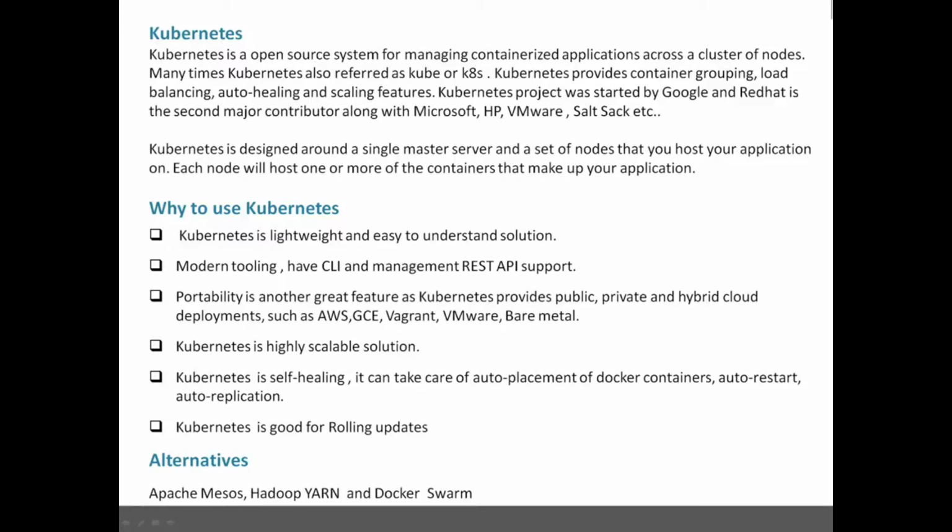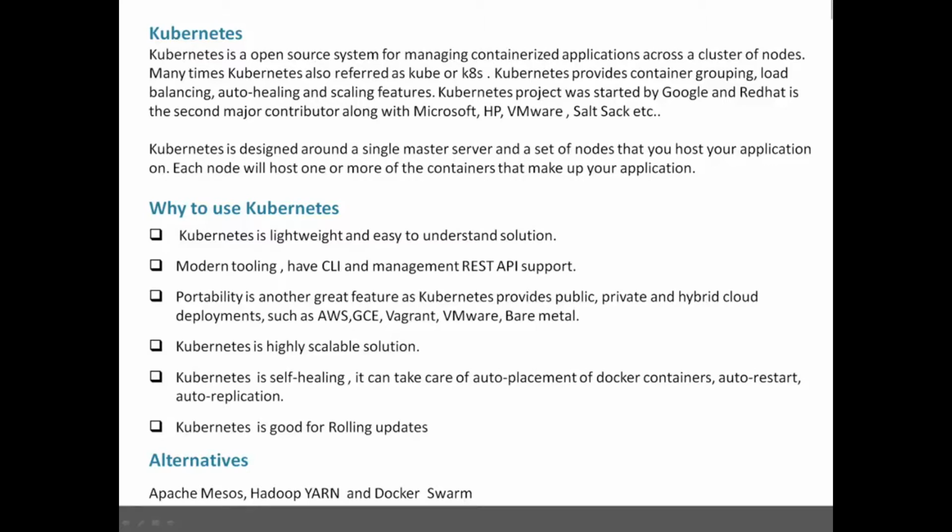Basically, Kubernetes is designed around a single master server and a set of nodes that you host the application on. Each node will host one or more containers that make up the application.